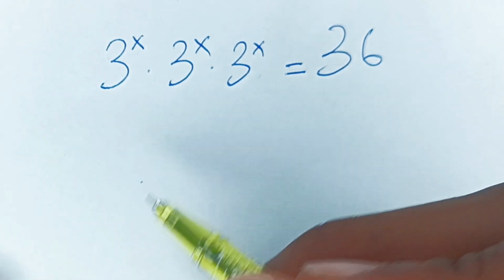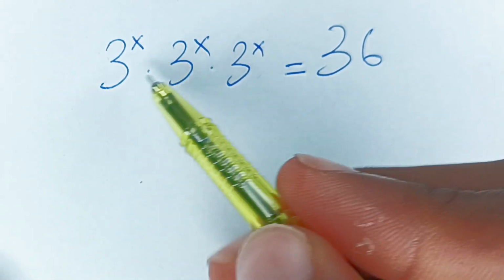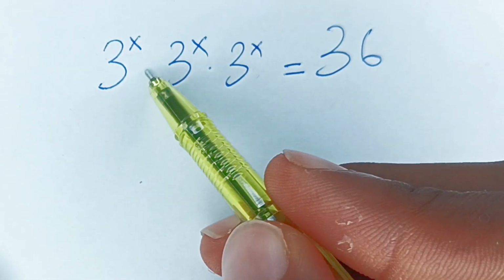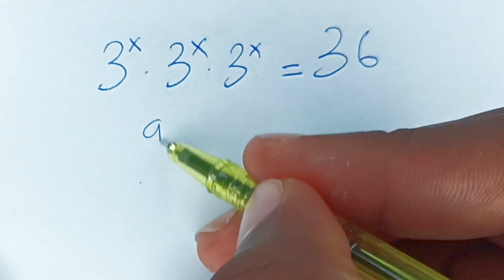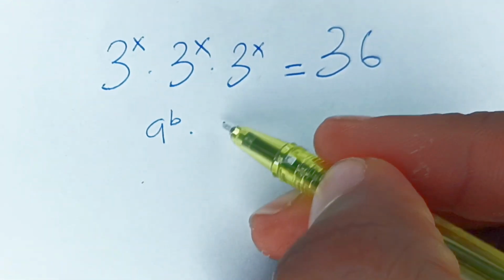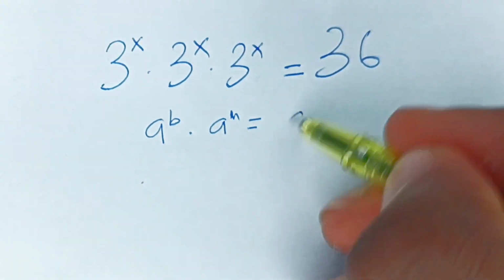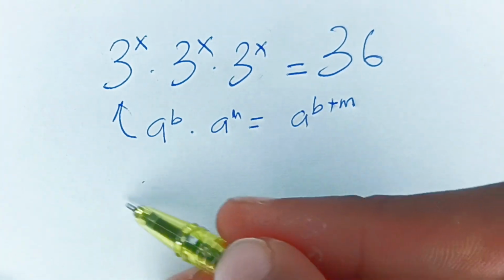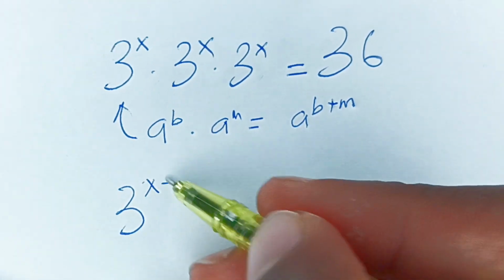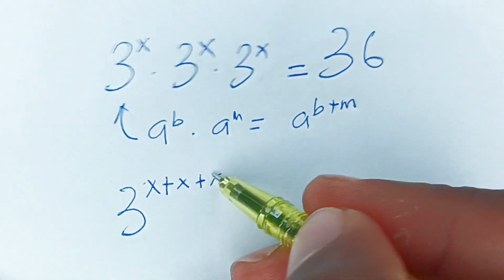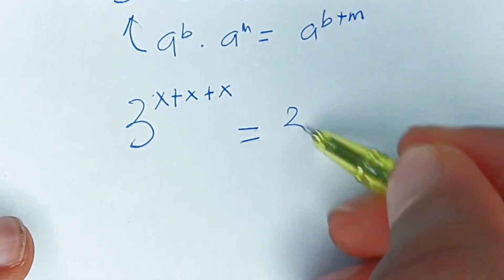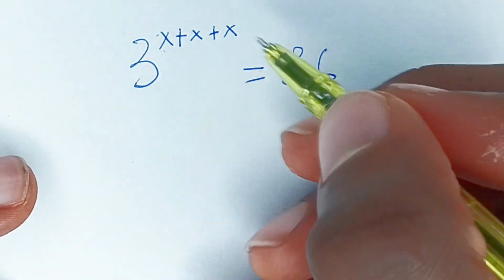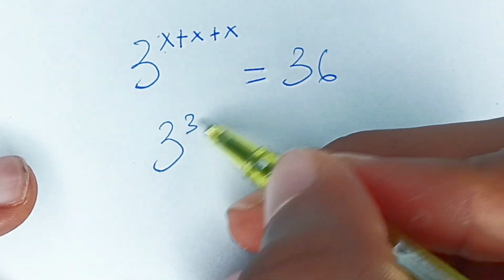Now, the first thing we can do here is to say this is times, right? When you have multiplication, so this is multiplied by and this is multiplied by. When you have a to the power of b multiplied by a to the power of m, it's equal to a raised to the power b plus m. So applying this law here, we're going to have that this is 3 raised to the power x plus x plus x. We're multiplying twice to be equal to 36. Now x plus x plus x is 3x, so we have 3 raised to the power 3x to be equal to 36.